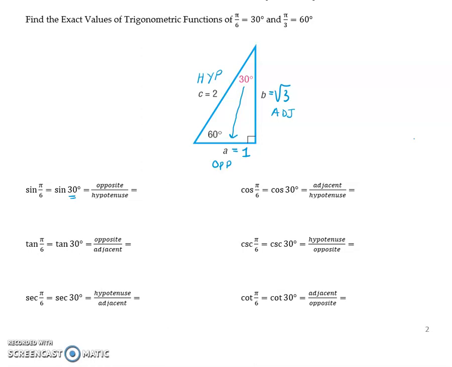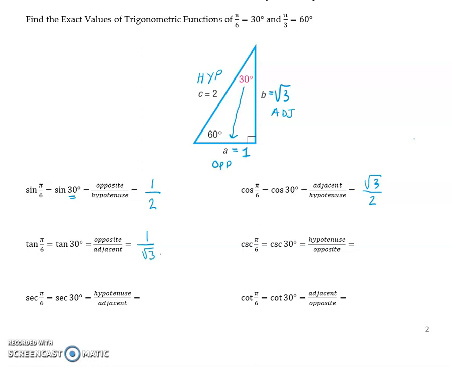For sine of 30, we have our opposite side, which is a 1, over the hypotenuse, which would be a 2. For cosine of 30 degrees, we have our adjacent side, which is radical 3, and our hypotenuse is a 2. Tangent of 30 is our opposite side over our adjacent side. Our opposite side is a 1, and our adjacent side is radical 3.